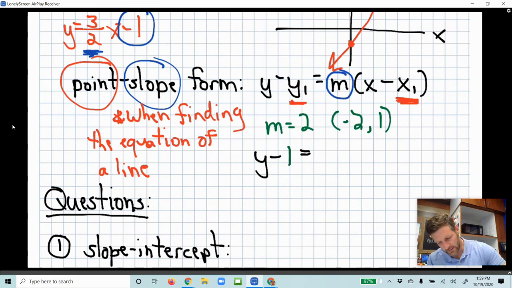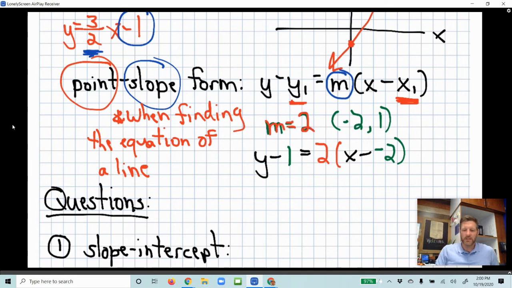Okay, equals, what's my slope? My slope is 2, okay, times the quantity, and then x minus my x coordinate, which is -2. So there you can see, and maybe I should have written this in red just to emphasize it or keep it consistent. So this form is where you plug in your slope for m, and then you plug in your coordinate, your y on the left and your x over there. And now this is the equation. Y minus 1 equals 2 times the quantity x minus -2.